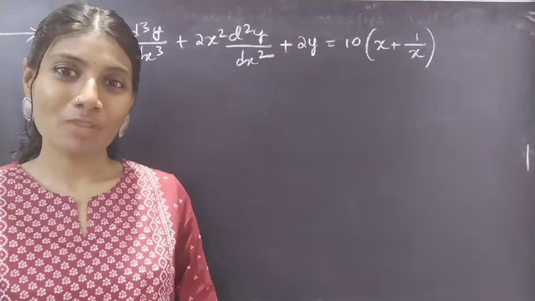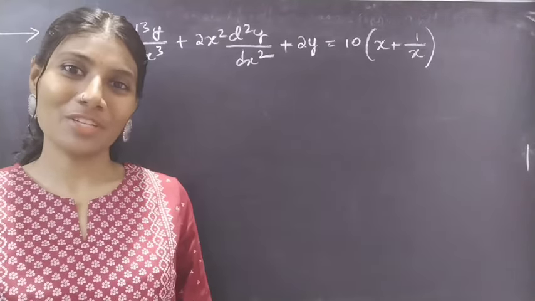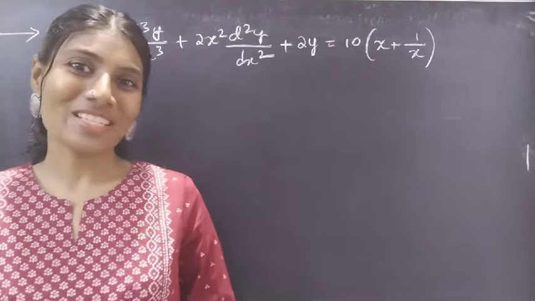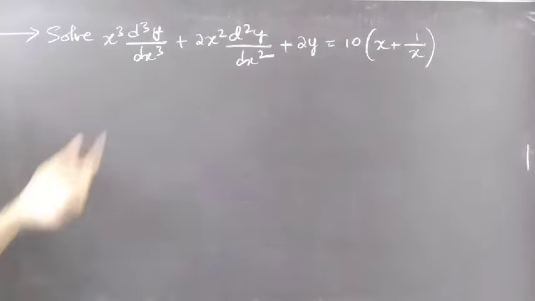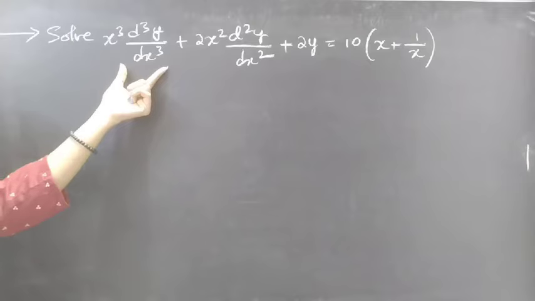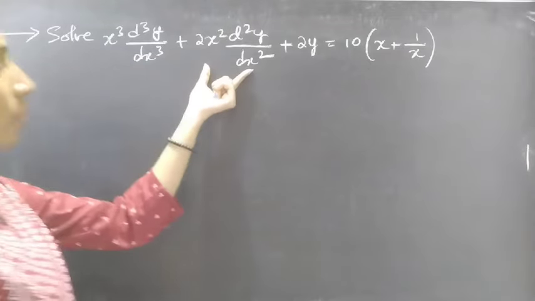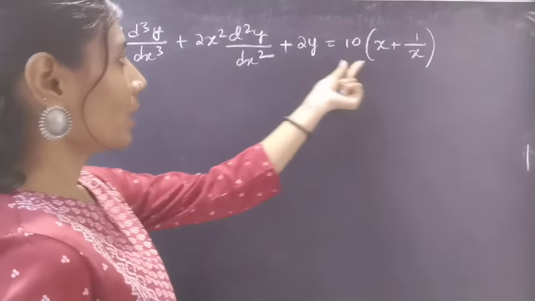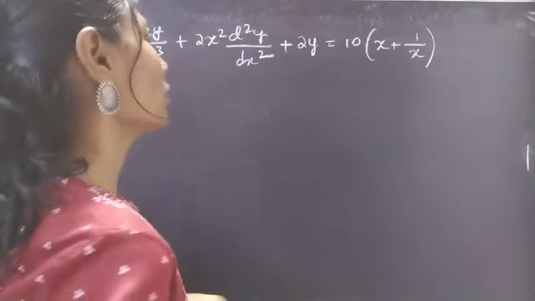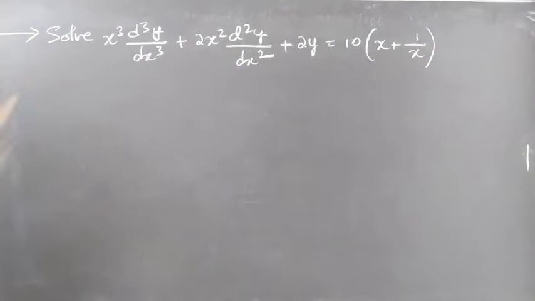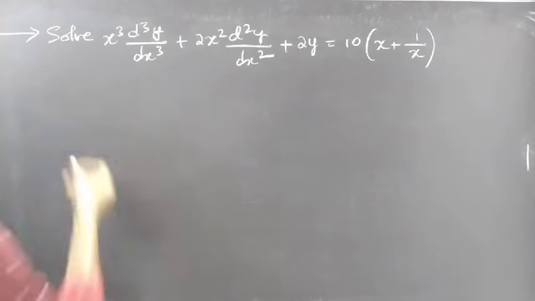In this video, we are going to solve a differential equation from higher order linear differential equations with variable coefficients. So let's get going. Problem: solve x cube d cube y by dx cube plus 2x square d square y by dx square plus 2y equals 10 times x plus 1 by x. So we are given a differential equation with variable coefficients. Now we are going to reduce this to a differential equation with constant coefficients by making some substitution.